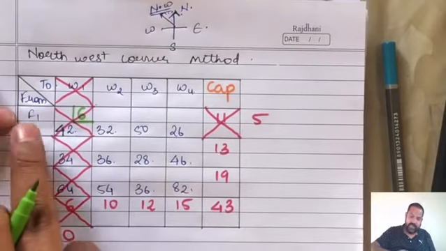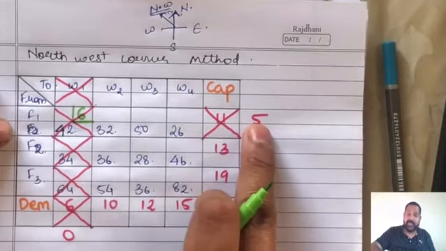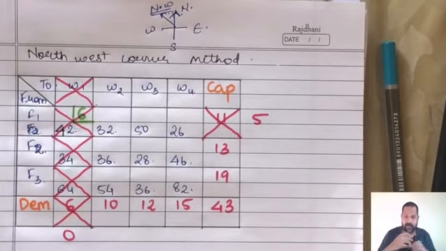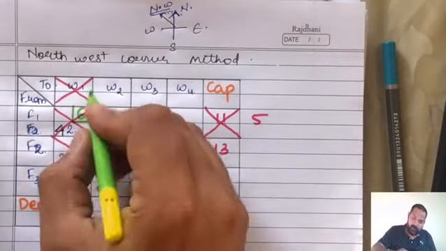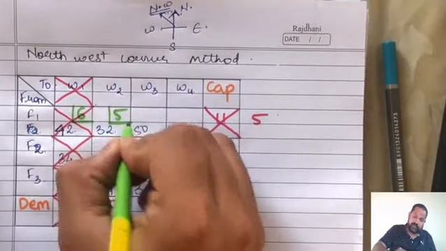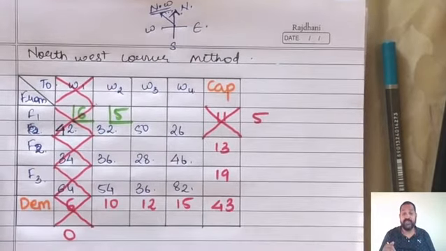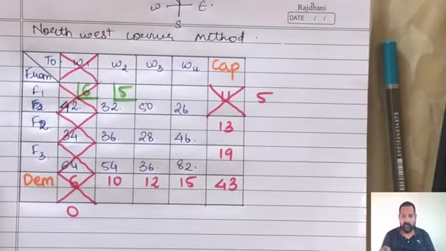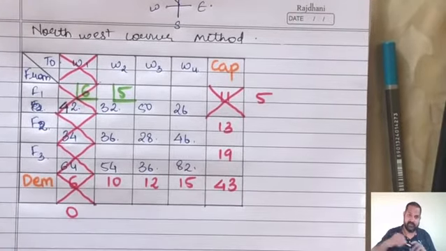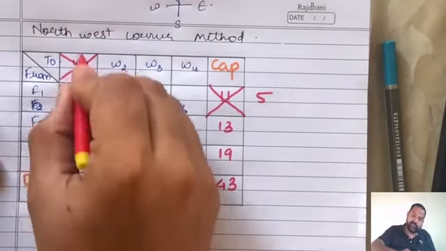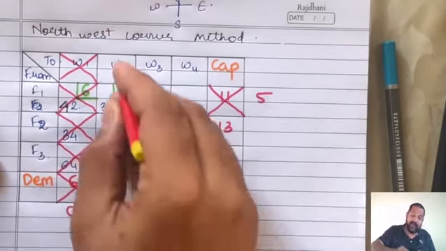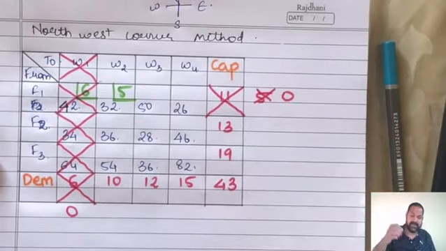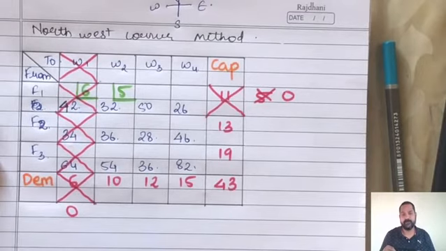Okay. F1 has a capacity of 5 units left. W2 has a demand of 10 units. I can't give you 10, but I can give you this 5. Or in other words, allocate whichever is less. Once you allocate the 5 units, we realize that F1 gave 6 units to W1 and 5 units to W2. F1 has no more capacity left.